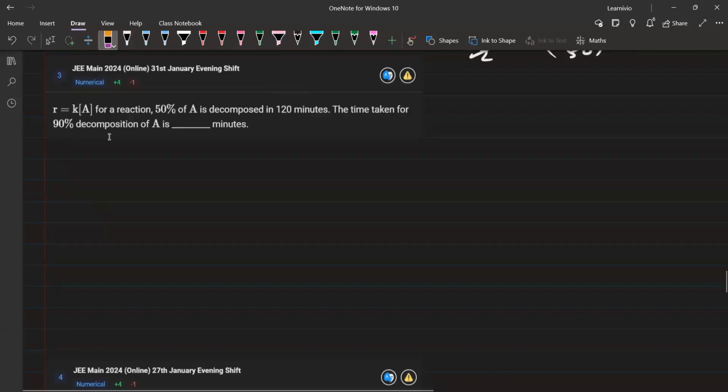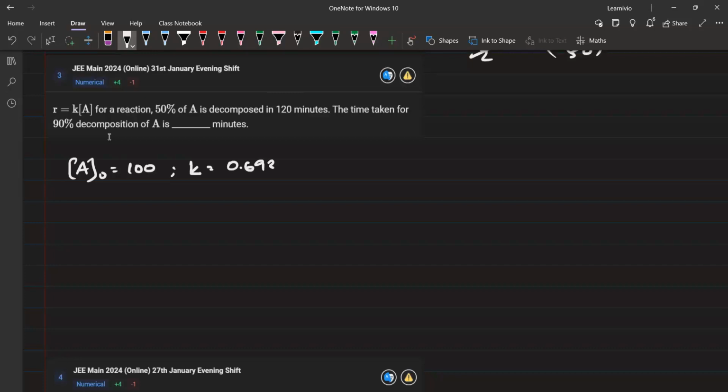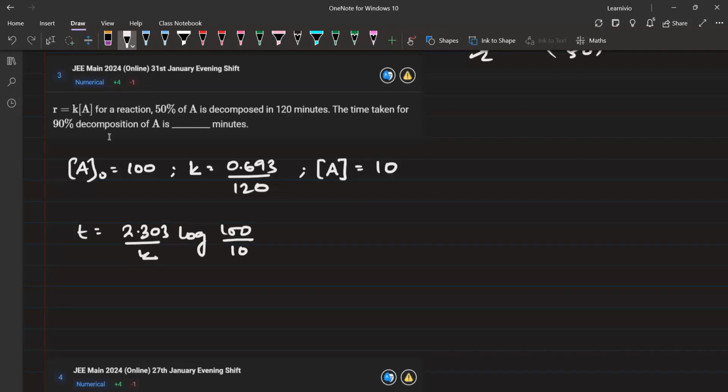Okay, now pay attention. Whenever you have percentage decomposition, 90% has already reacted. So what A naught you have to take? A naught will be equal to 100. And what will be the K? K will be equal to 0.693 divided by 120. Right? This will be in minutes. And what will be the remaining concentration of A? It will be 10, because 90 has already decomposed, 10 is remaining. So from the equation, you will put what we have to calculate, time. So time is equal to 2.303 divided by K log of 100 upon 10.